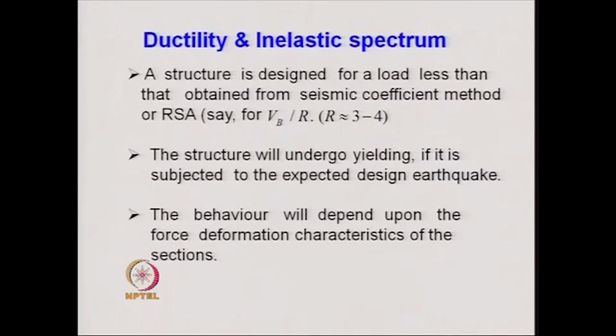For both cases, the load that is computed, or the base shear that is computed, is divided by a reduction factor R, so that the effective loading on the structure is reduced. The typical values of R that are considered are between 3 to 4 for ordinary kinds of structures. For different kinds of structures, however, the code specifies the values of the reduction factor that are to be taken.